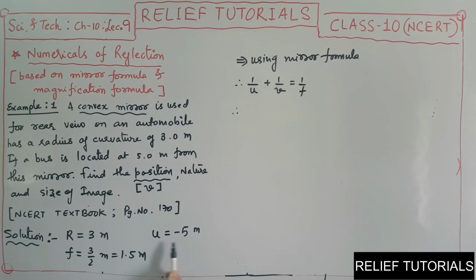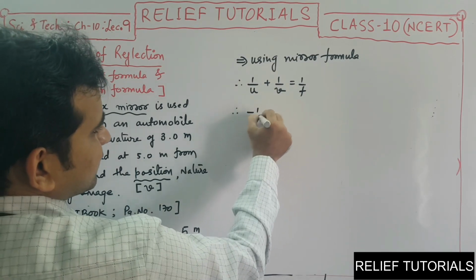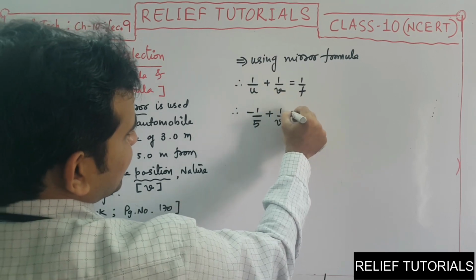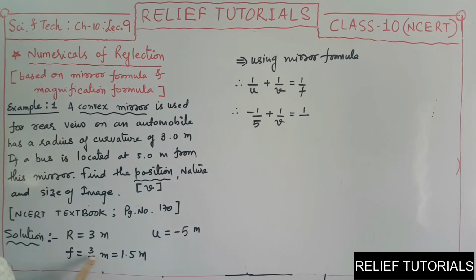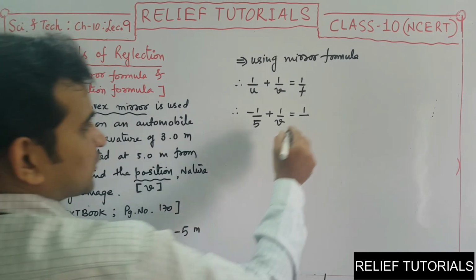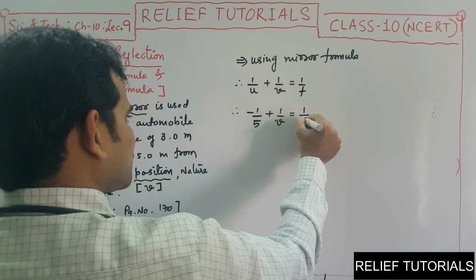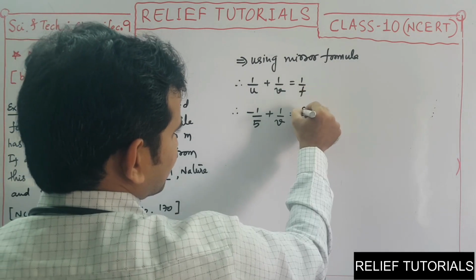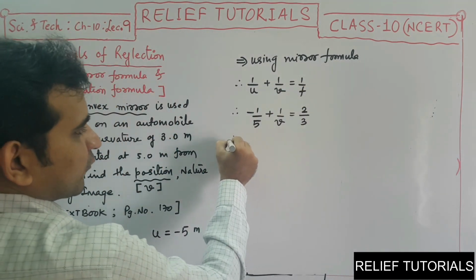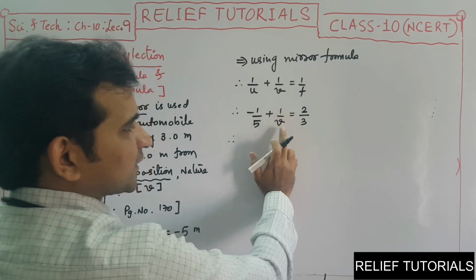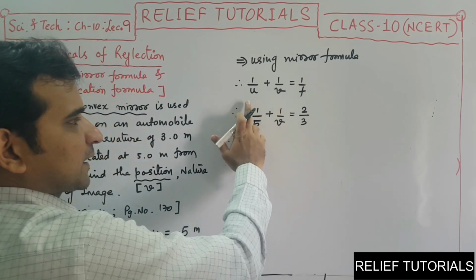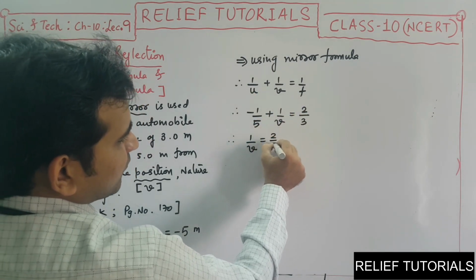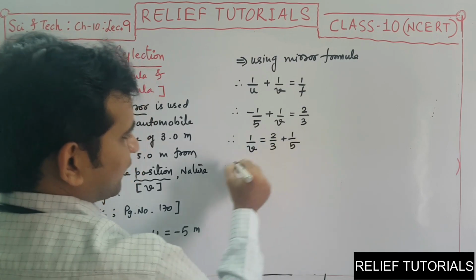Therefore, now 1 by U means 1 by minus 5, means it is minus 1 by 5, plus 1 by V is equals to 1 by F. F is 3 by 2, or we can say 1.5. So it is 1 by 3 by 2, which is 2 by 3. Now V is missing. So let us keep this 1 by V here and transfer this minus 1 by 5 to the right hand side. So it is 1 by V is equals to 2 by 3 plus 1 by 5.